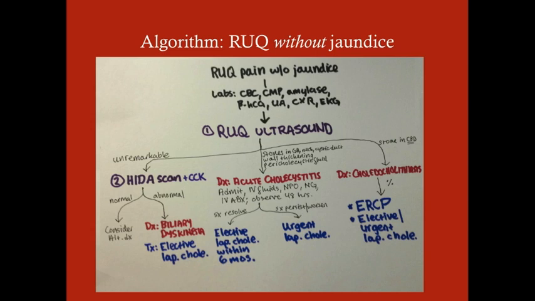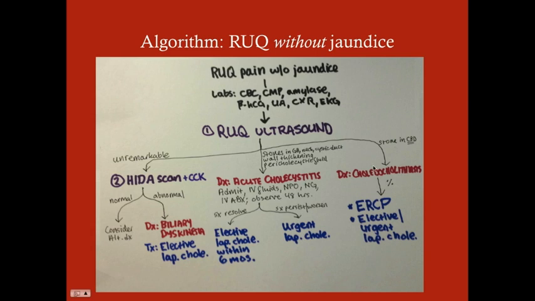If the symptoms resolve, they should get an elective laparoscopic cholecystectomy. It says within 6 months. That's the recommendation by some group, but I'm going to tell you that most surgeons want to do that cholecystectomy within the same visit. If the symptoms persist or worsen, then you're going to do an urgent laparoscopic cholecystectomy to remove that acute cholecystitis.